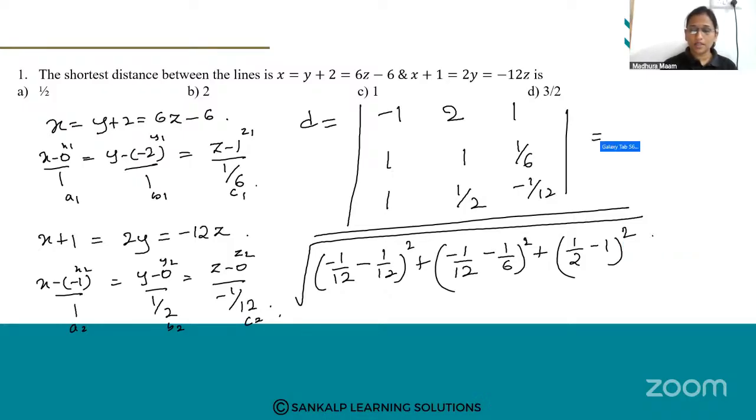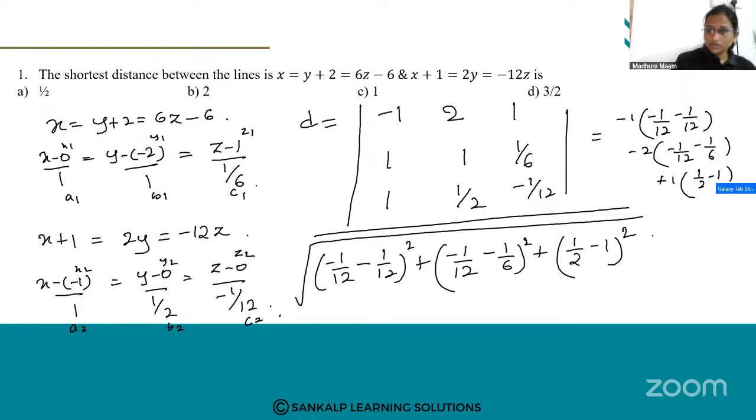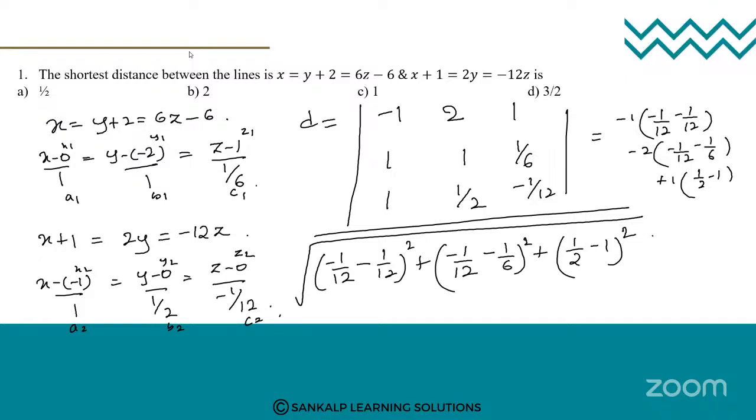What does this become? minus 1 into minus 1 by 12 minus 1 by 12, minus 2 into minus 1 by 12 minus 1 by 6, plus 1 into 1 by 2 minus 1. Okay, where should I write? I need a little space. Along with that, please you can solve till then. This is the determinant, either divided by this factor.